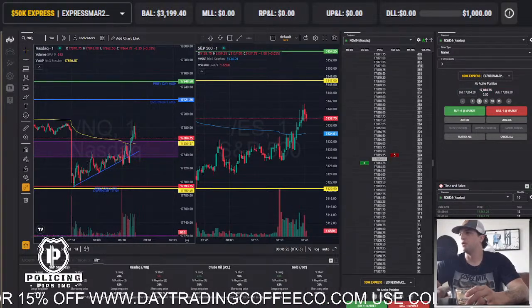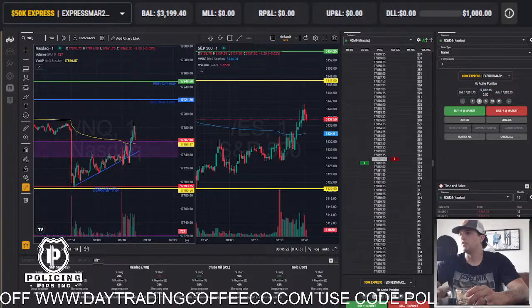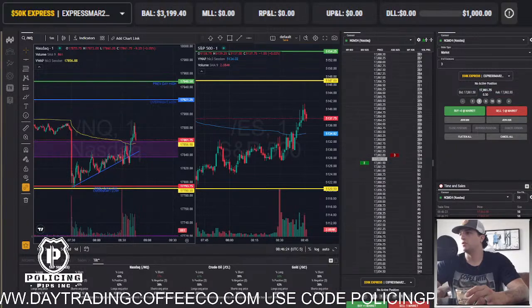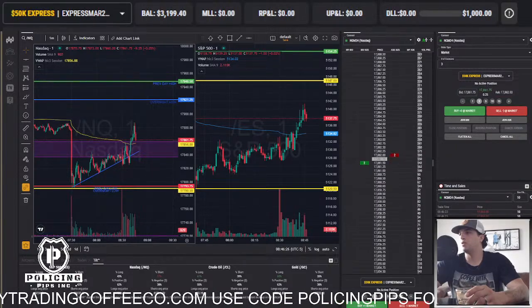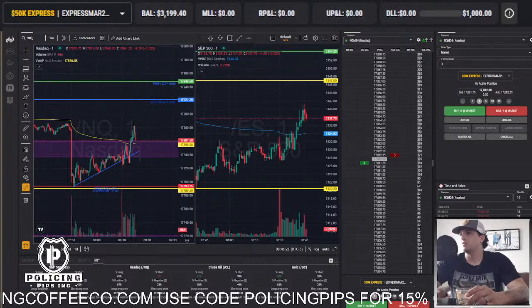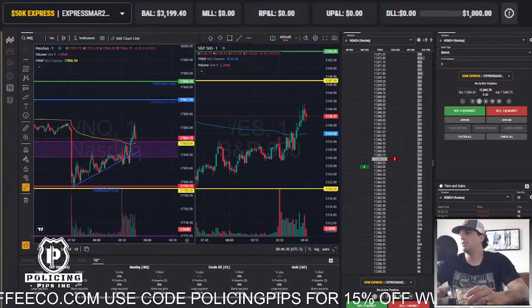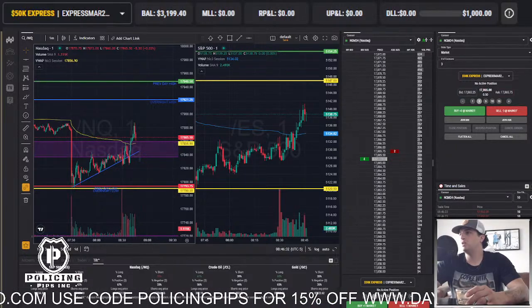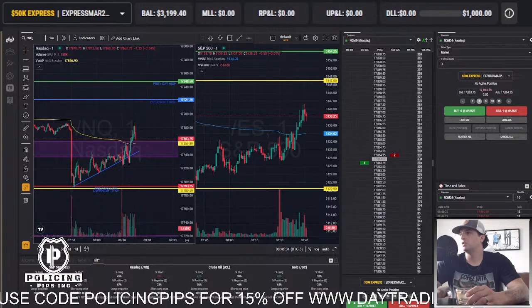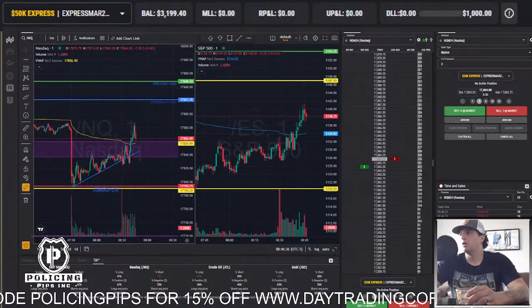Microsoft's selling off pretty hard through 400. Watching out for that 398 for a support level. If 398 cracks, then Microsoft has down into 396 and even into 395.50. Watch Microsoft down to the lows.